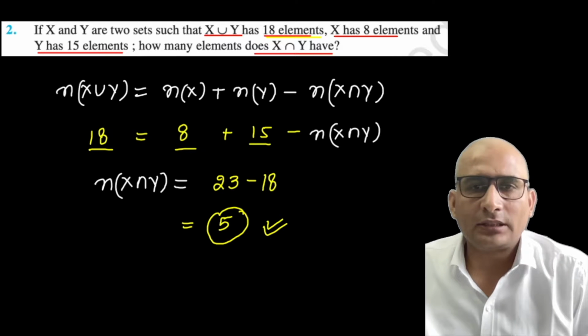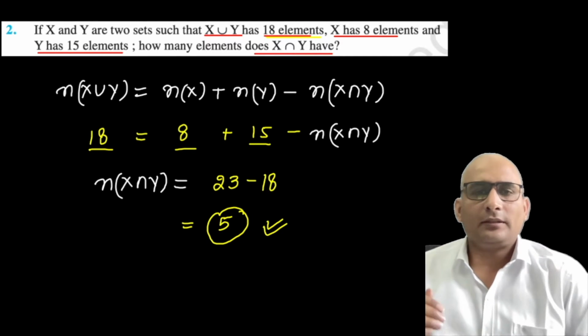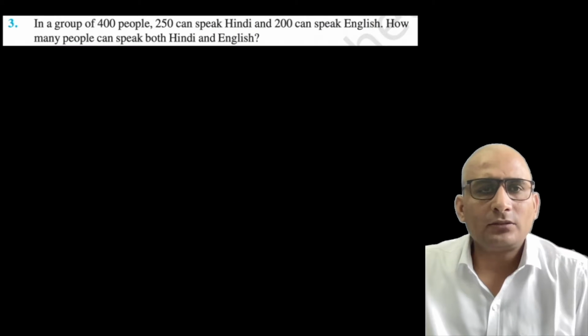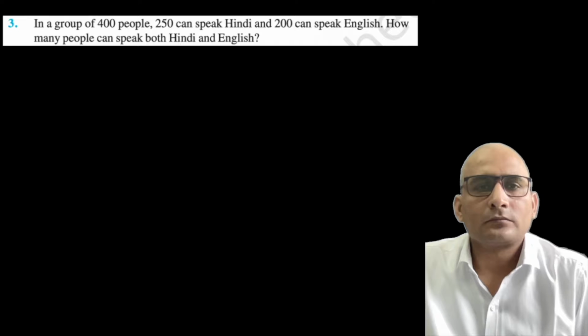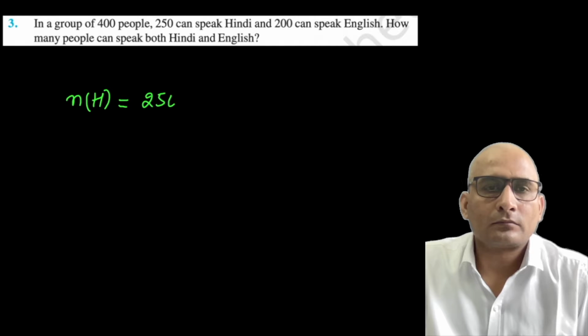I hope this question is clear to you. Is this question easy? Seems easy if you remember that formula. Now let's move to the next question. Look at this question 3. In a group of 400 people, 250 can speak Hindi and 200 can speak English. How many people can speak both Hindi and English? Okay, now let me explain this question to you.